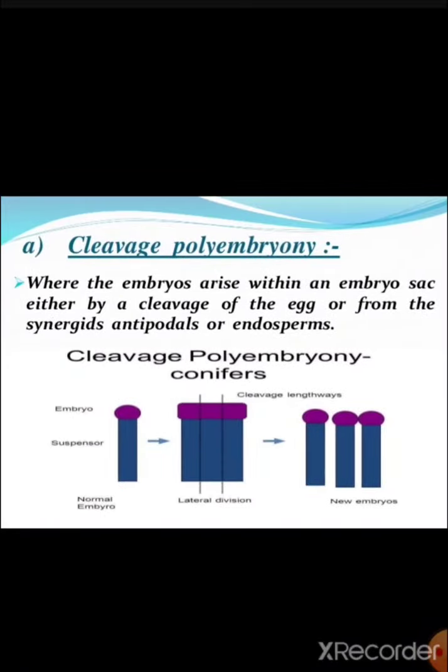Cleavage polyembryony is where the embryos arise within an embryo sac, either by cleavage or breakage of the egg or from the synergids, antipodals or endosperm. This type of polyembryony is known as cleavage polyembryony. In the figure, the process of cleavage polyembryony in conifers is described.